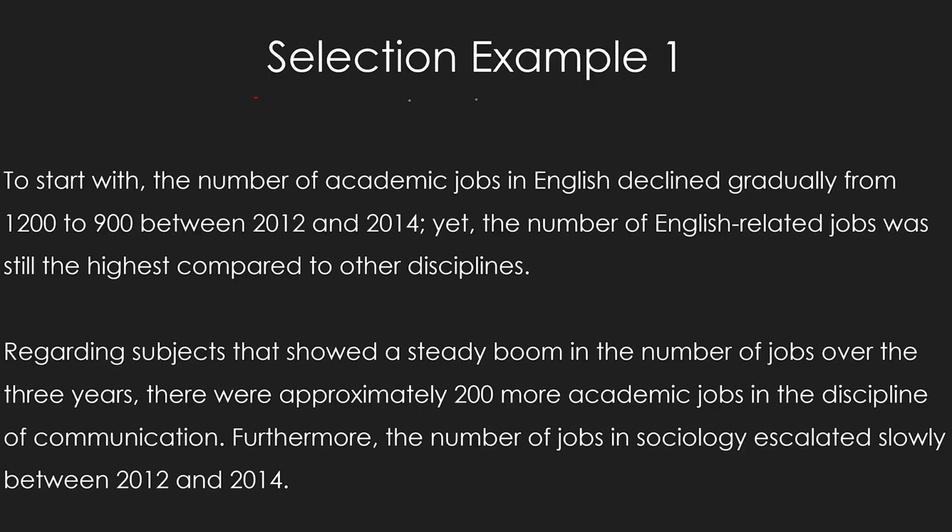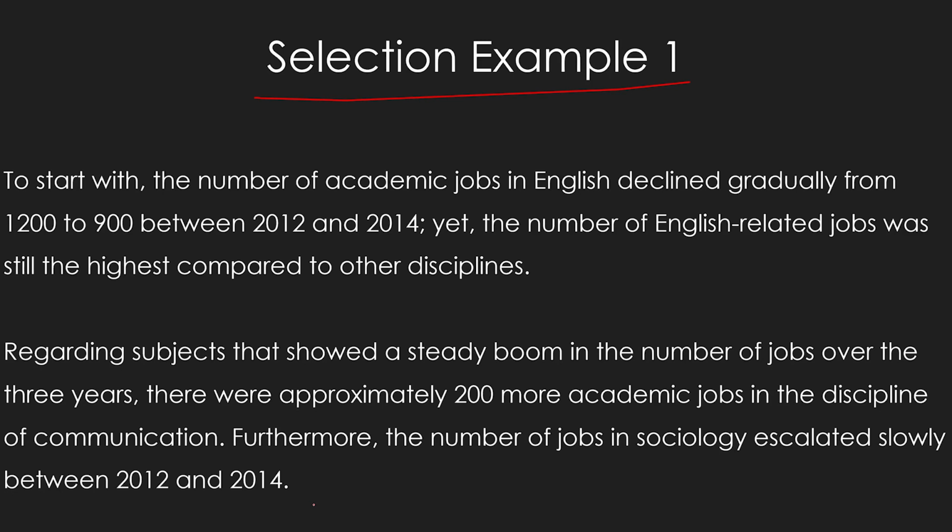Alright, example 1. To start with, the number of academic jobs in English declined gradually from 1,200 to 900 between 2012 and 2014, yet the number of English-related jobs was still the highest compared to other disciplines. Regarding subjects that showed a steady boom in the number of jobs over the 3 years, there were approximately 200 more academic jobs in the discipline of communication. Furthermore, the number of jobs in sociology escalated slowly between 2012 and 2014.